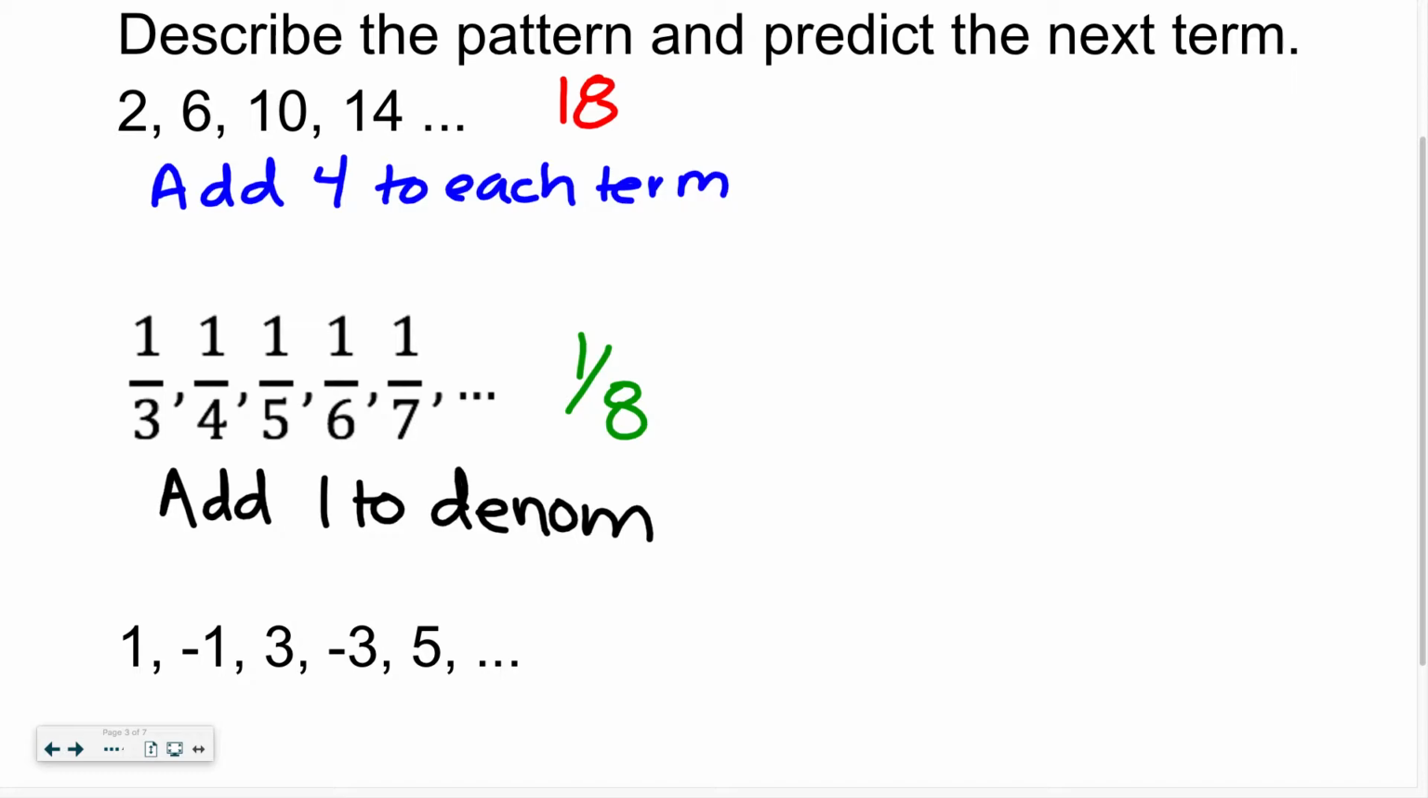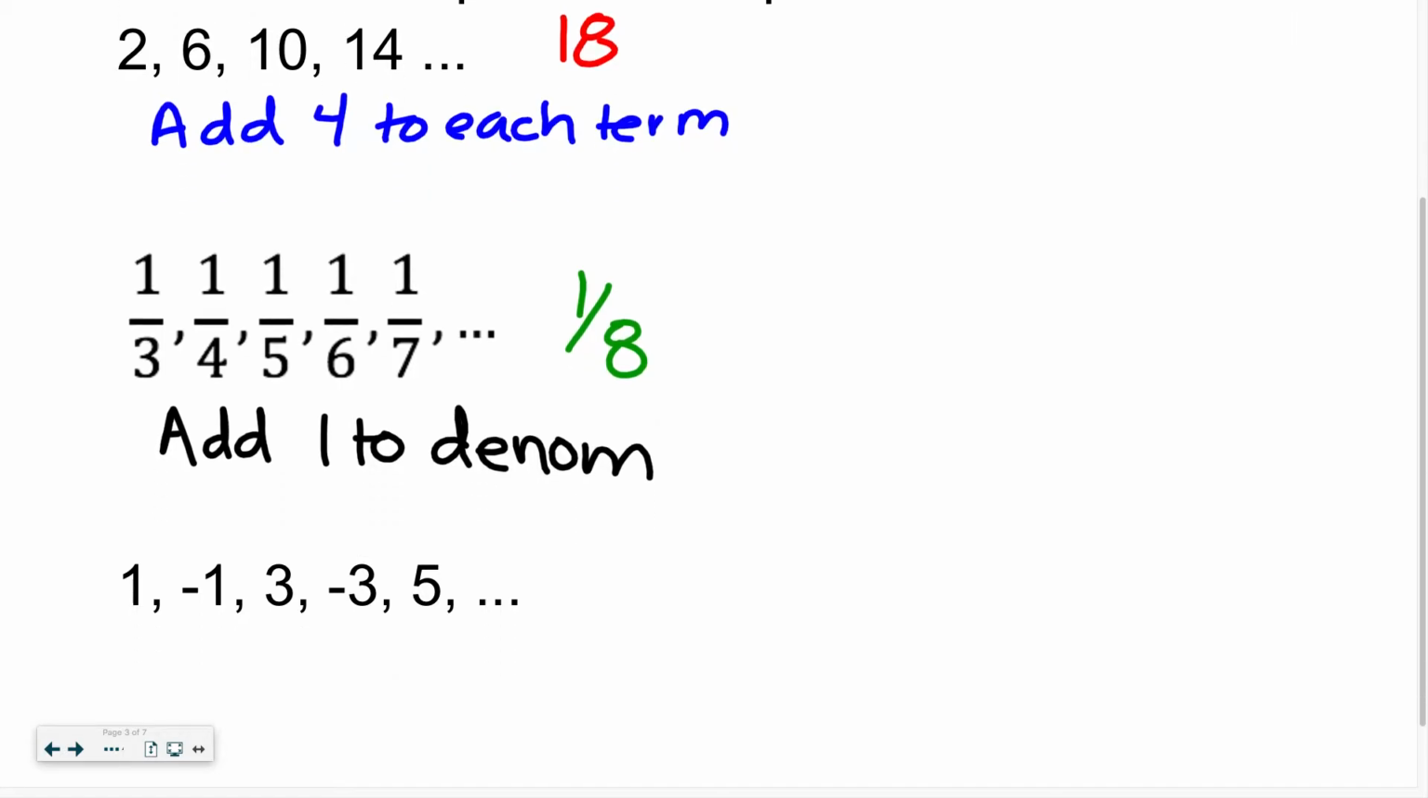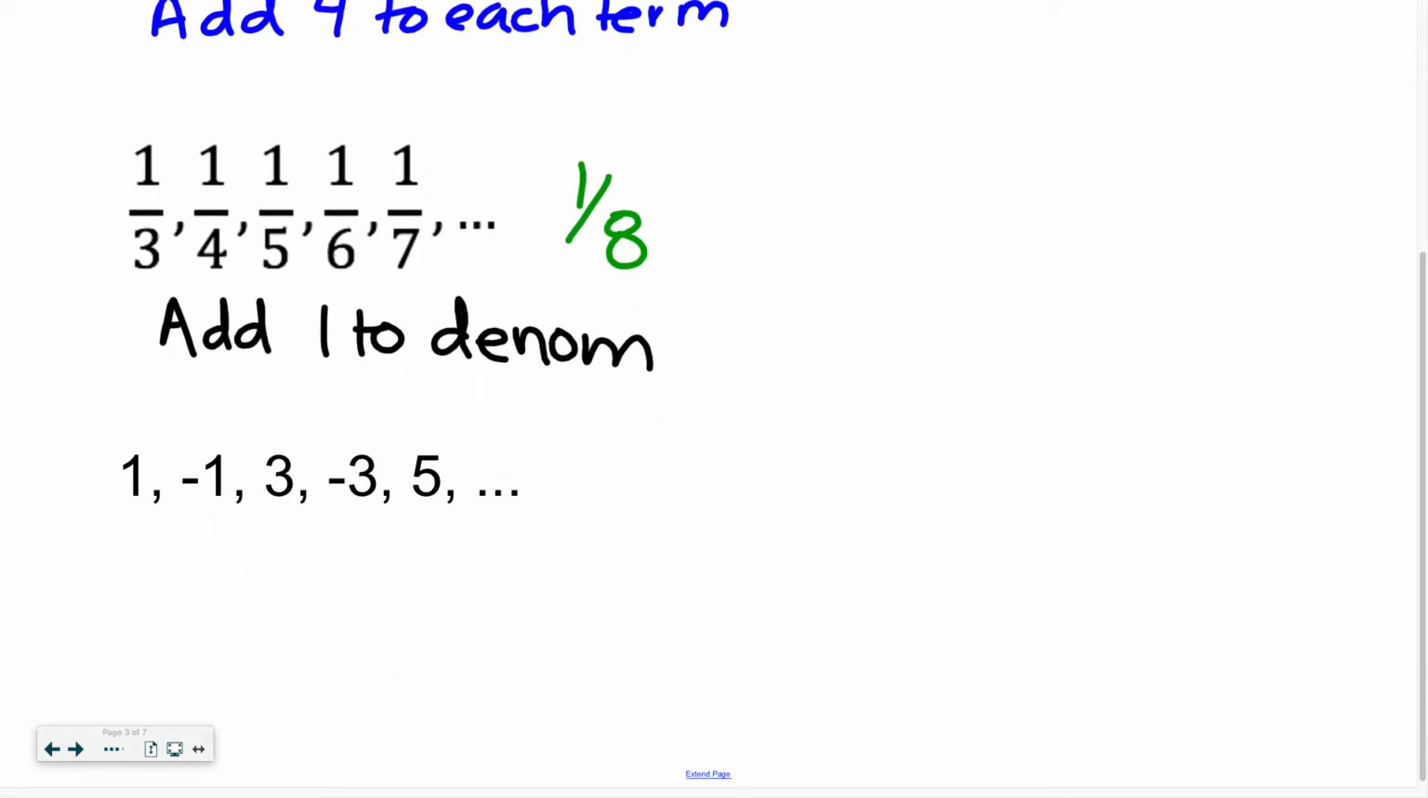Yeah, we're adding 1 to the denominator. When we get into the part where we actually have to write the rule, you might also at least say what's happening in the numerator of the fraction. What could you say about the numerator of this fraction? It remains the same. The numerator is always 1, right? That is a pattern, that it stays the same. So think about that. Sometimes when you see a fraction, you might want to talk about the numerator and the denominator.